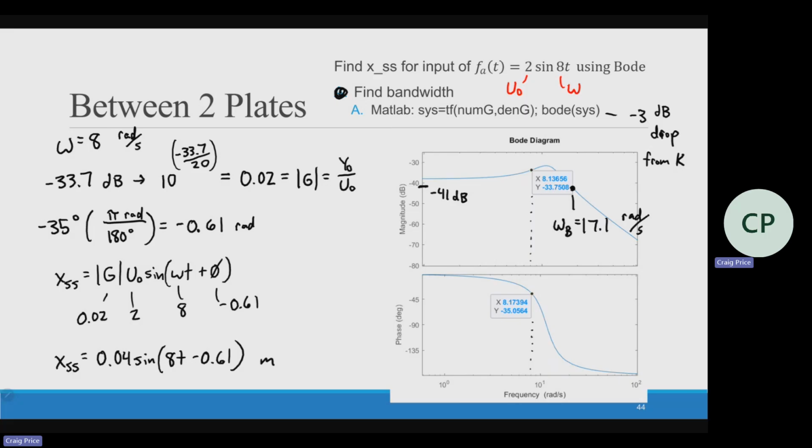And the last part, if we wanted to find the bandwidth, we just have to figure out what's a 3 decibel drop. So if I go from negative 38 to negative 41, that frequency that lines up is 17.1. So this would be like the cutoff frequency. Any frequency higher than that, I don't really see much of an output. It drops off quite quickly after that. So that would be the cutoff frequency.